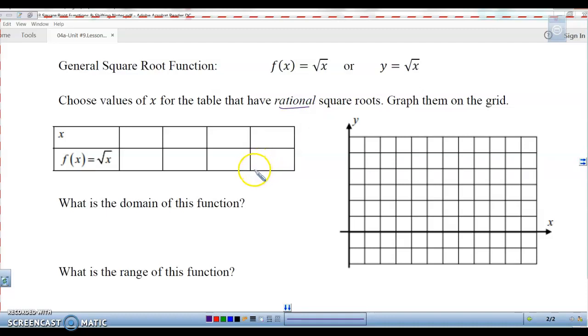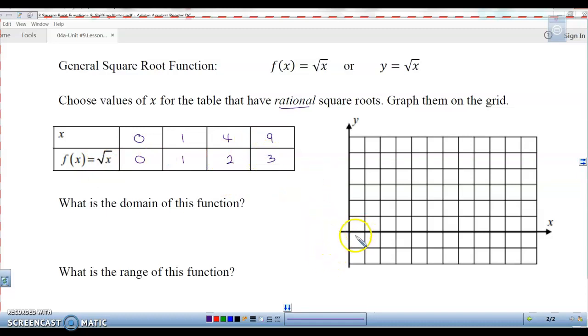Okay, so let's do the easy one. What's the easiest one you can think of? Well, let's use 0. All right, what's the square root of 0? It's still going to be 0. Well, if we want rational numbers, we probably want perfect squares. What's the next perfect square? Well, probably 1. The square root of 1 is 1. What's my next perfect square? It would be 4. The square root of 4 is 2. And then my next perfect square after that is going to be 9. The square root of 9 is 3.